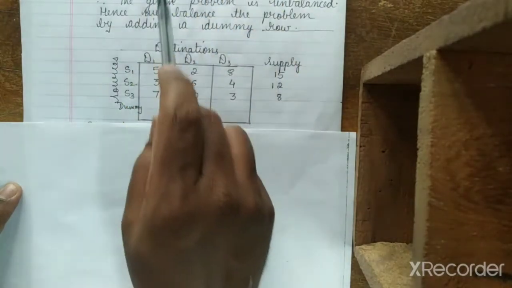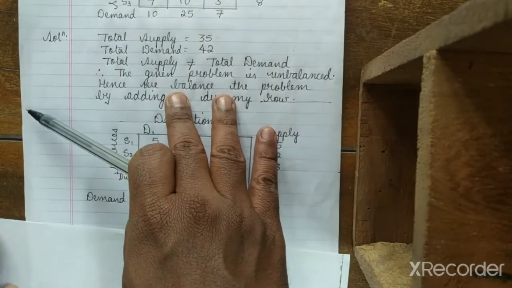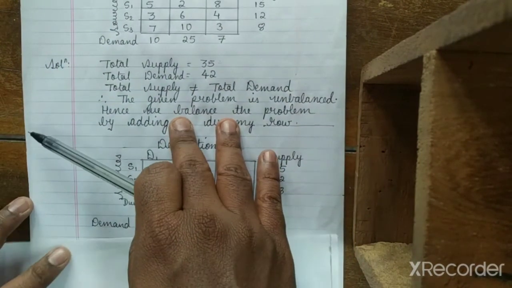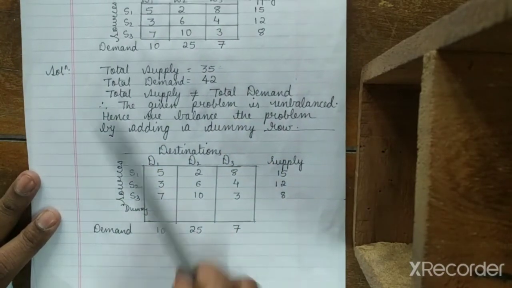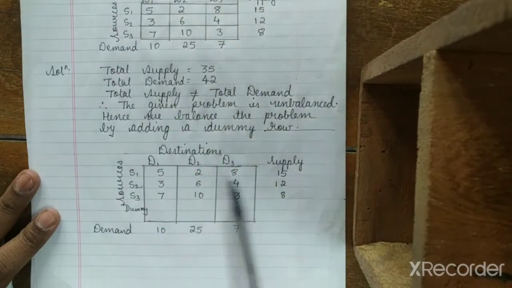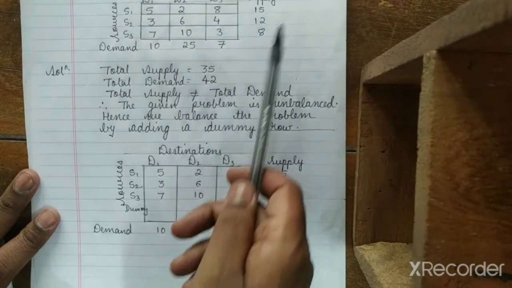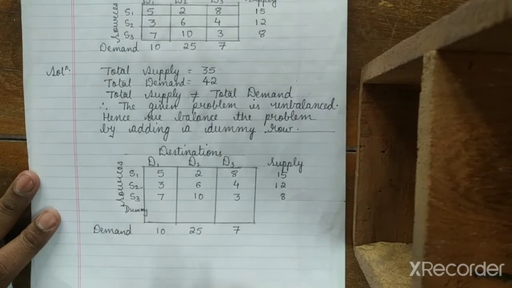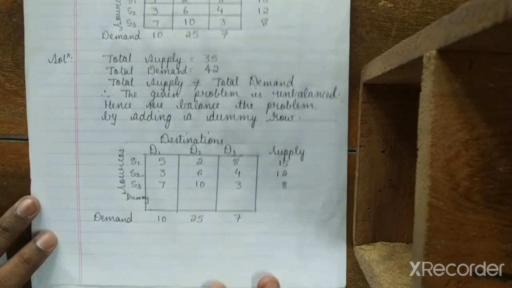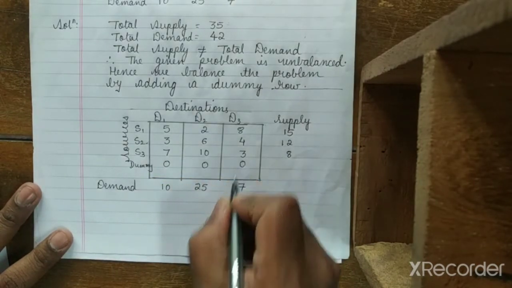I'm copying the whole problem as it was given. The problem, whatever was given, I've copied as it is: 5 2 8, 3 6 4, 7 1 0 3, D1 D2 D3, S1 S2 S3. I'm adding the dummy row, so I'm writing dummy. Supply conditions are also the same as I've written. The only thing is, whenever you write either a dummy row or a dummy column, remember that the cost elements of those dummy are always 0, 0, 0, 0.